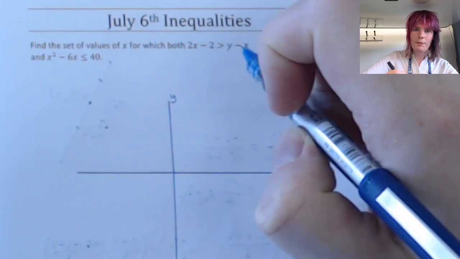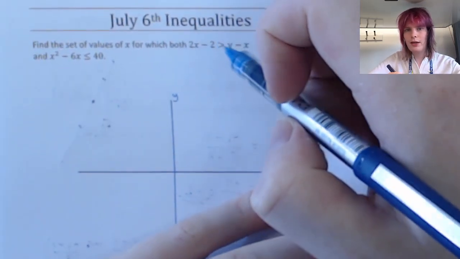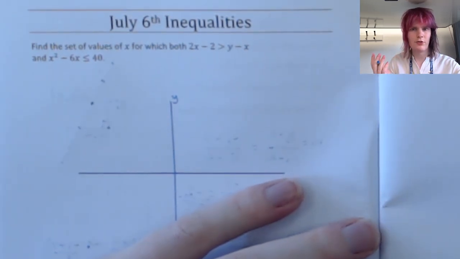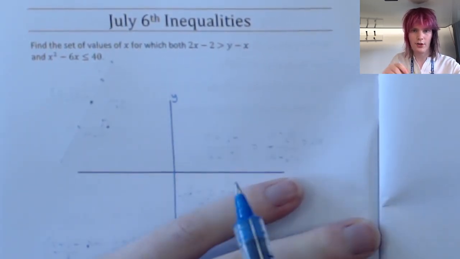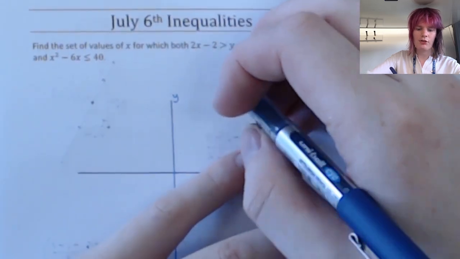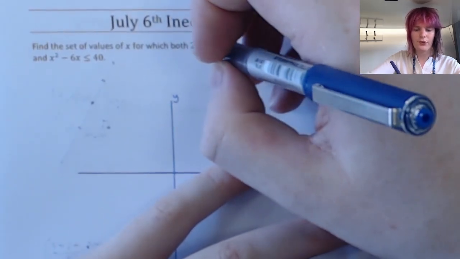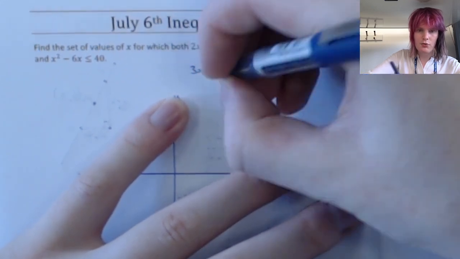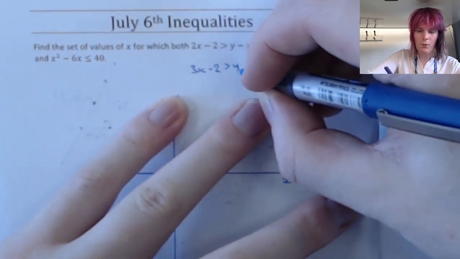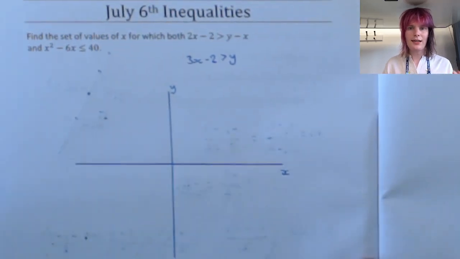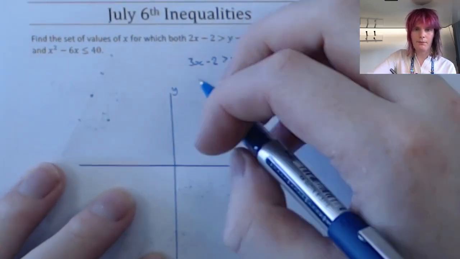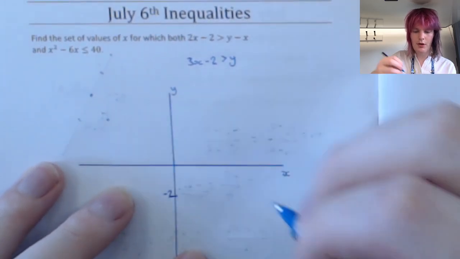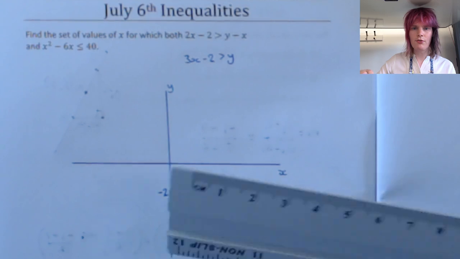Okay, so the way we're going to begin this, we've got 2x minus 2 is greater than y minus x. Well, we want to rewrite this. It's probably going to be a straight line because we've got a y term and an x term. So we can rewrite this if we bring all the x's over to one side. Well, this is going to be 3x minus 2 is greater than y. And I can indicate on my diagram, I'm going to treat this as a straight line. This is minus 2 down here, and it's going to have a gradient of 3.